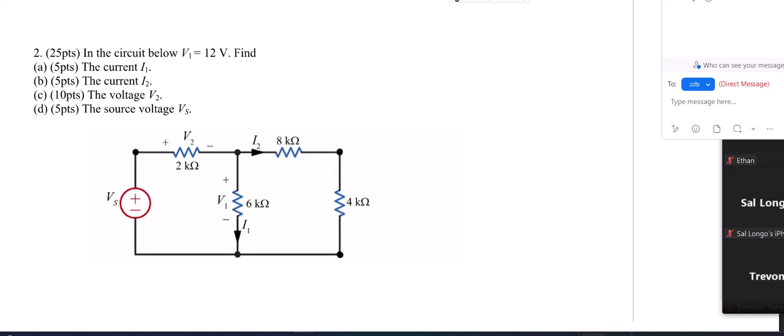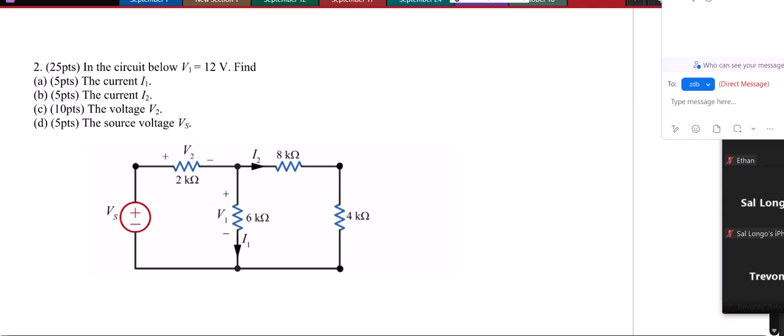Here we have another circuit. It's a little more complicated than the circuit that we had in problem 1, but still not that bad. We're given some information. We're given that V1 is 12 volts. That means that the change in voltage across that resistor is 12 volts.